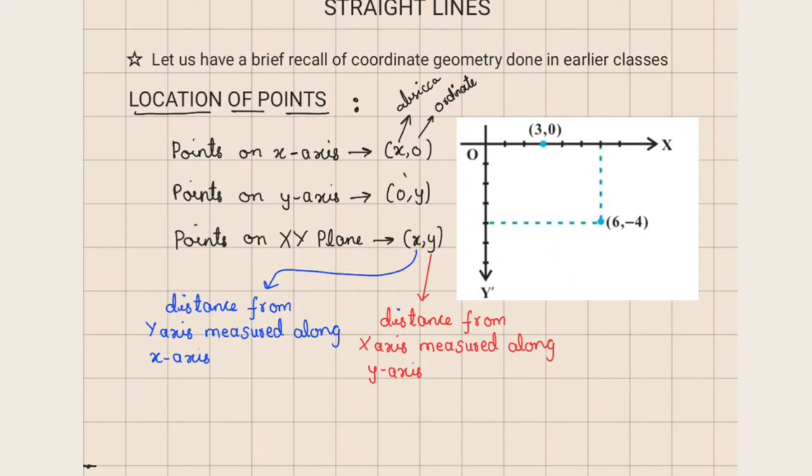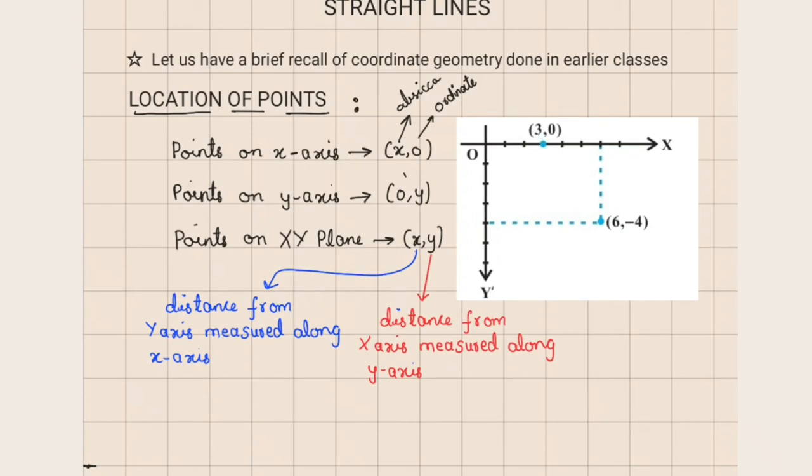Suppose I want to denote the point 3 comma 0. Its ordinate is 0, so it's on the x-axis. To denote 3, we need to move 3 units from the origin. You must have known it. So first unit, 2 units and third unit, this point will be 3 comma 0.